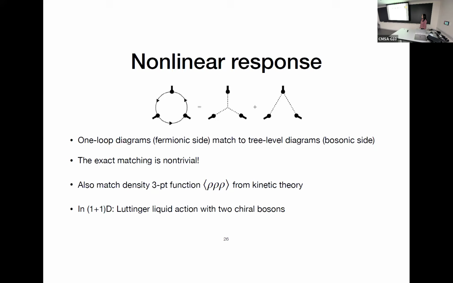And because this is multidimensional bosonization up to some arbitrary dimension, one natural question to ask is, what about 1 + 1 dimension? In 1 + 1 dimension, one can also check this, related with the Luttinger liquid action or chiral bosons.